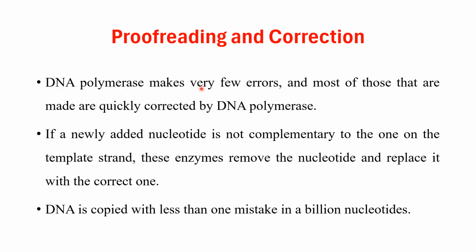So proofreading and correction is performed by the DNA polymerase, which makes very few errors, and most of those that are made are quickly corrected by the DNA polymerase. If the newly added nucleotide is not complementary to the one on the template strand, this enzyme removes the nucleotide and replaces it with the correct one. DNA is copied with less than one mistake in a billion nucleotides. So this is all about the replication of DNA. Thank you.